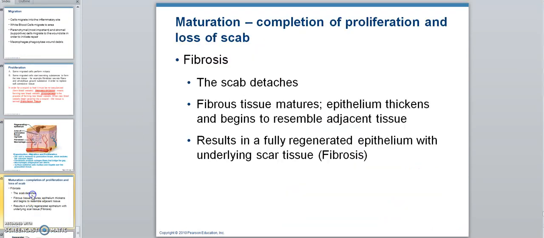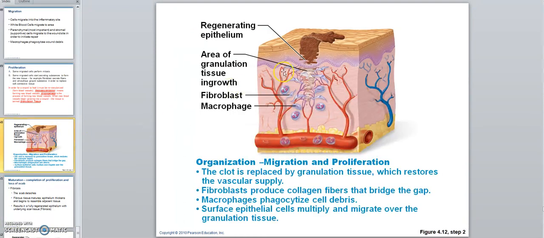Let's go further. Maturation. Completion of proliferation and loss of scab. See, what happens is that scab is holding down into here. But once the epithelial cells grow back, the scab has nothing to hold to. So it'll start to break. I know you've all been cut, and you'll see it break off in pieces. If you pull it too early, you'll see bleeding under there. Okay?